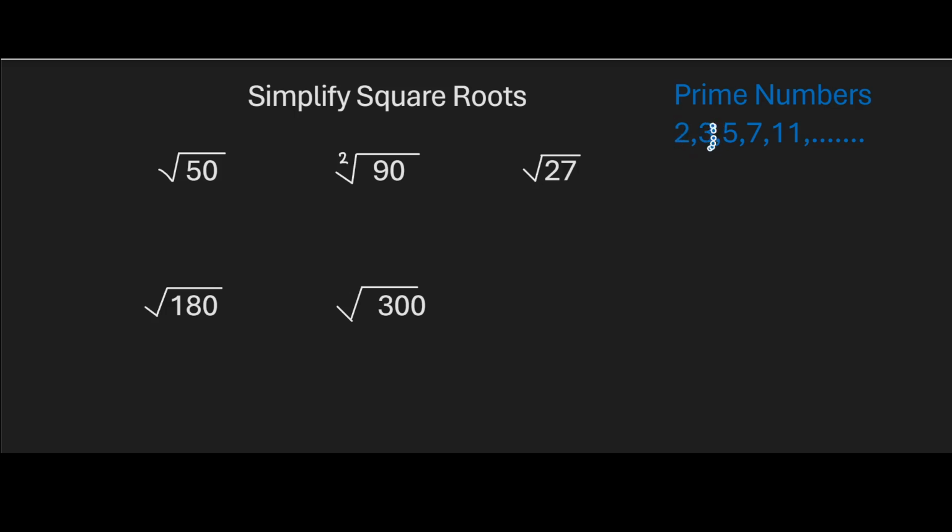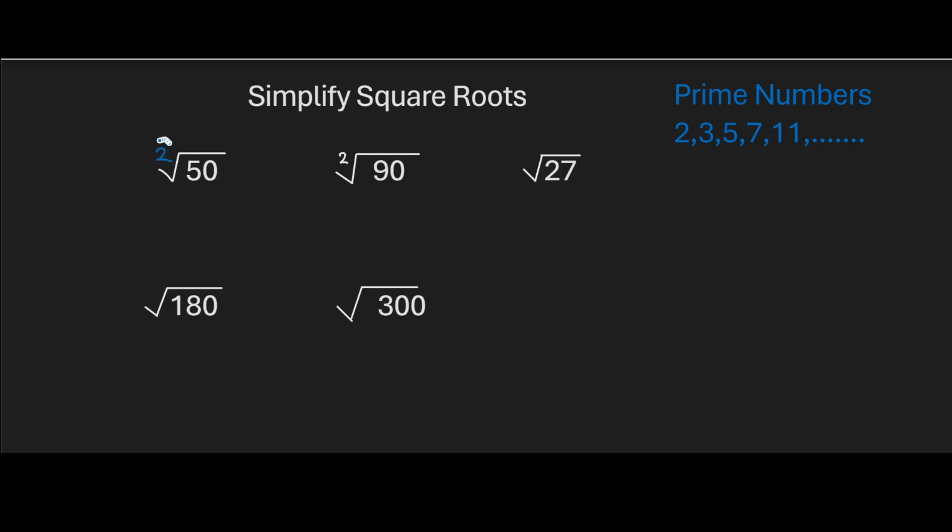Same thing happens to number 3. You can divide it only by itself and 1. Same thing happens to number 5, 7, 11, and the list is going to continue. It doesn't end.